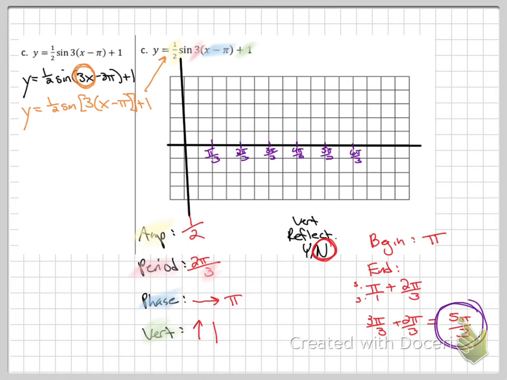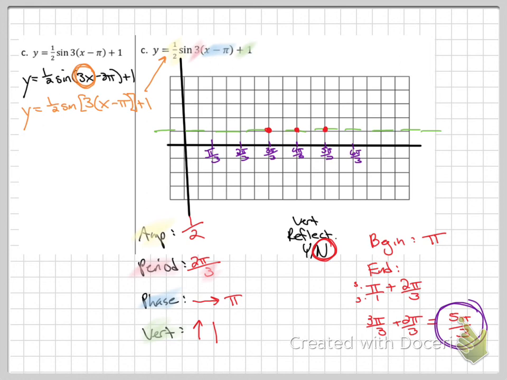Okay, so I scaled my axes. The y-axis always counts by ones. So vertical shift, up 1. Draw your new midline. Beginning is on the green line. Beginning is pi. You have to be able to know that that's 3 pi over 3, right? 3 pi over 3 is pi on the green line. End, 5 pi over 3. 5 pi over 3 on the green line. The middle of that is 4 pi over 3 on the green line.